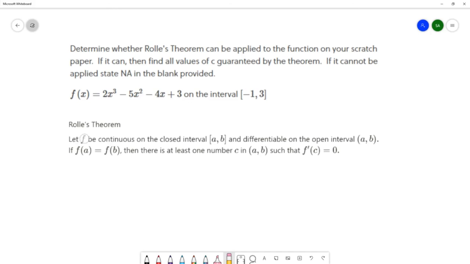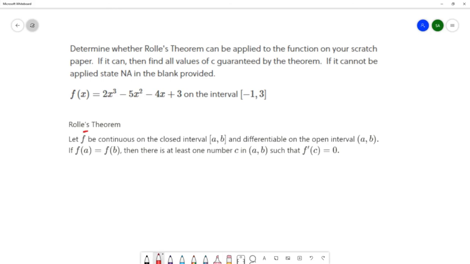Rolle's theorem says let our function be continuous on the closed interval and differentiable on the open interval. If f of a equals f of b, then there is at least one number c in the interval (a, b) such that the derivative is equal to 0. So we have some criteria for Rolle's theorem.